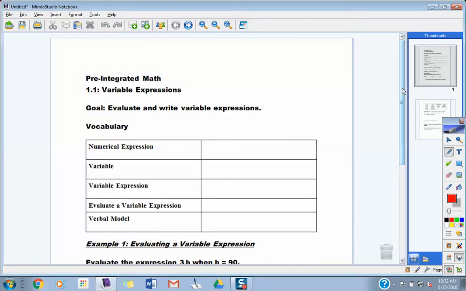Guys, 1.1 is titled Variable Expressions. Mathematically, we talk about variables a lot. You're going to hear it a lot in this class all year long.